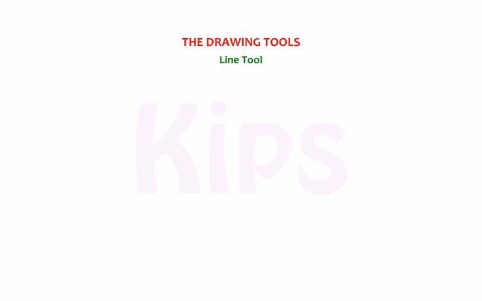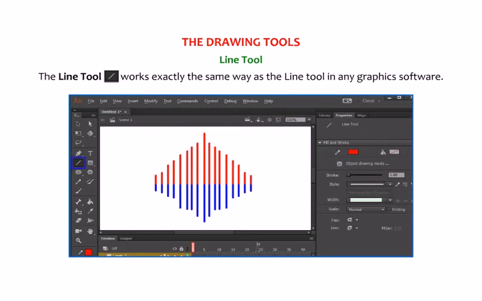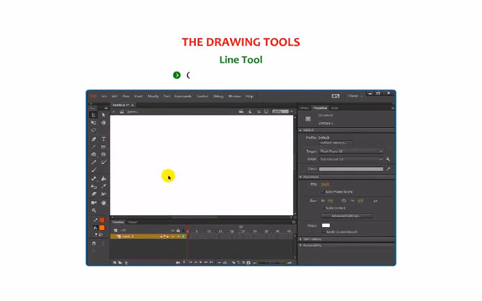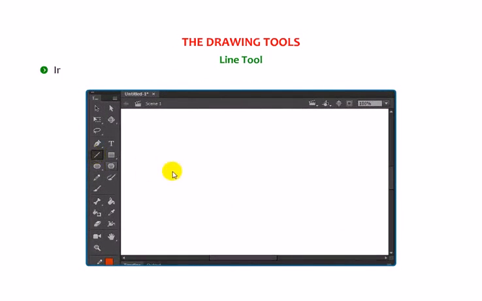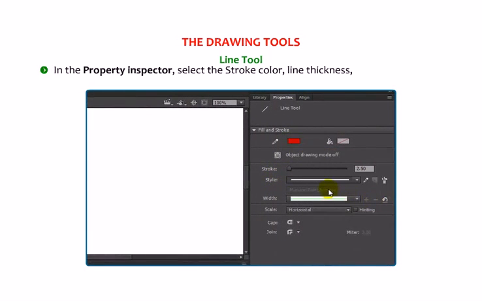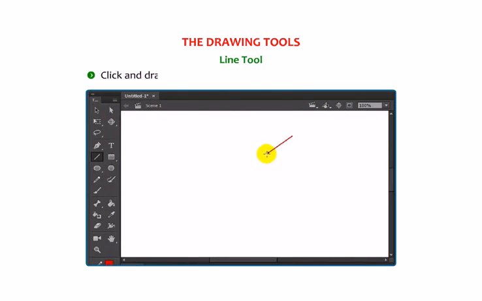Now let's find out about the Line tool. The Line tool works exactly the same way as the Line tool in any graphics software. We can use the Line tool to draw straight lines. Click on the Line tool. In the Property Inspector, select the stroke color, line thickness, line style, or width profile as needed. Move the pointer to the stage. Click and drag it in the direction where you want to draw a line. Release the mouse button. You will get a line on the stage.